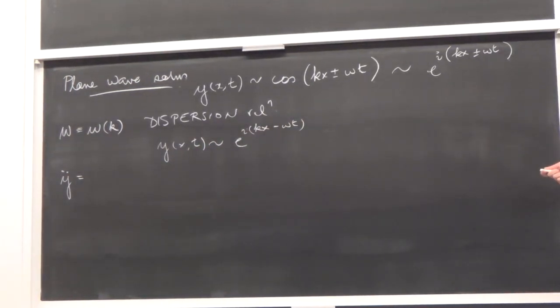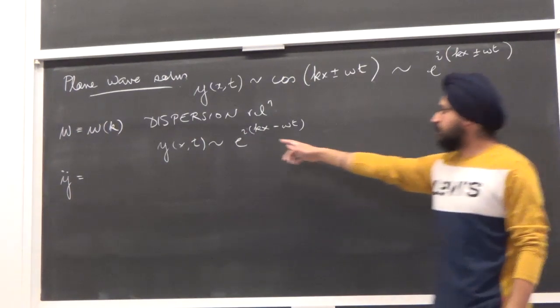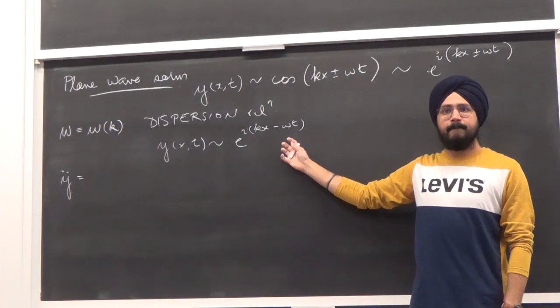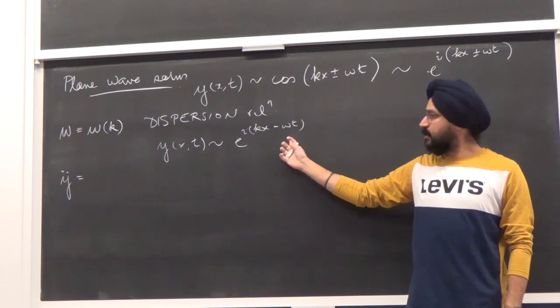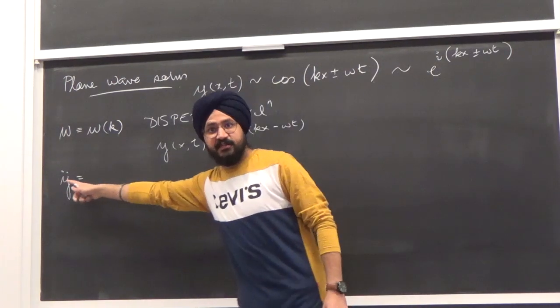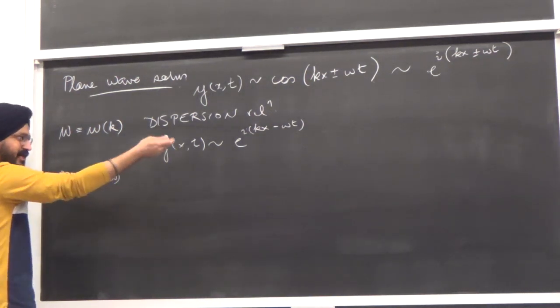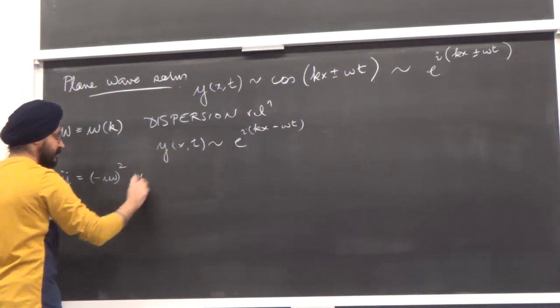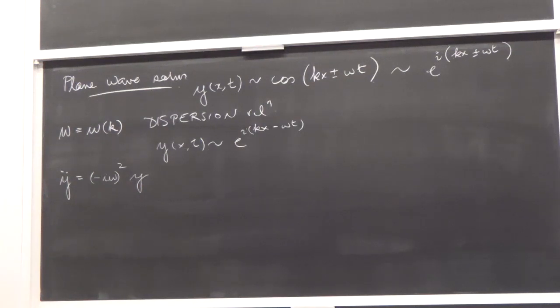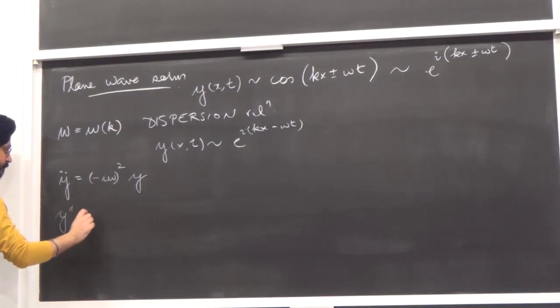What does the dot do here? Pulls down what? Minus i omega, twice, because it's a double derivative. So it's minus i omega squared, and the exponential of the sinusoidal function stays the way it is. Okay? What's y double prime?